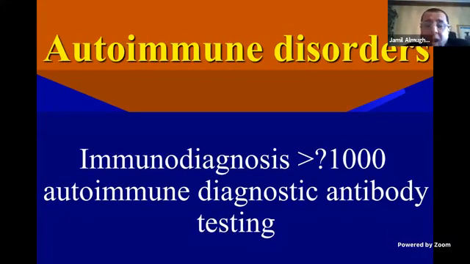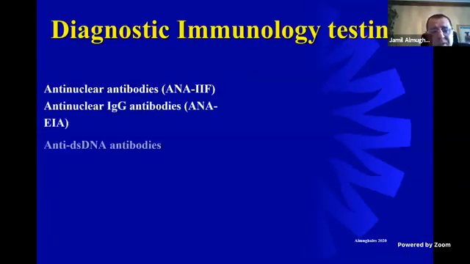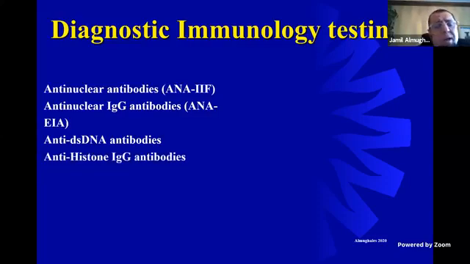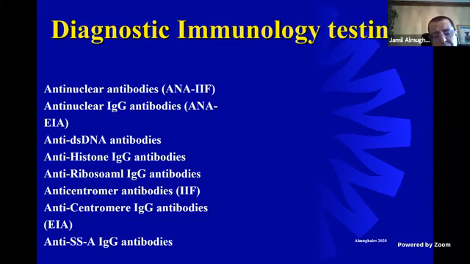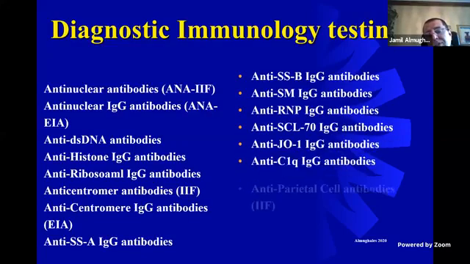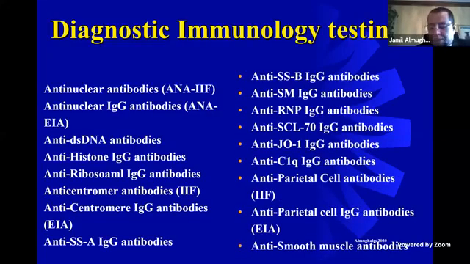So for immunodiagnosis, we now have maybe more than 1,000 autoimmune diagnostic antibody tests, but we cannot cover them all. I'm just trying to give a little information about them. These are antinuclear antibodies, anti-histone, anti-ribosomal, anti-centromere. There are so many autoantibodies that can help in diagnosing different diseases in patients. All of this is available in our diagnostic center.